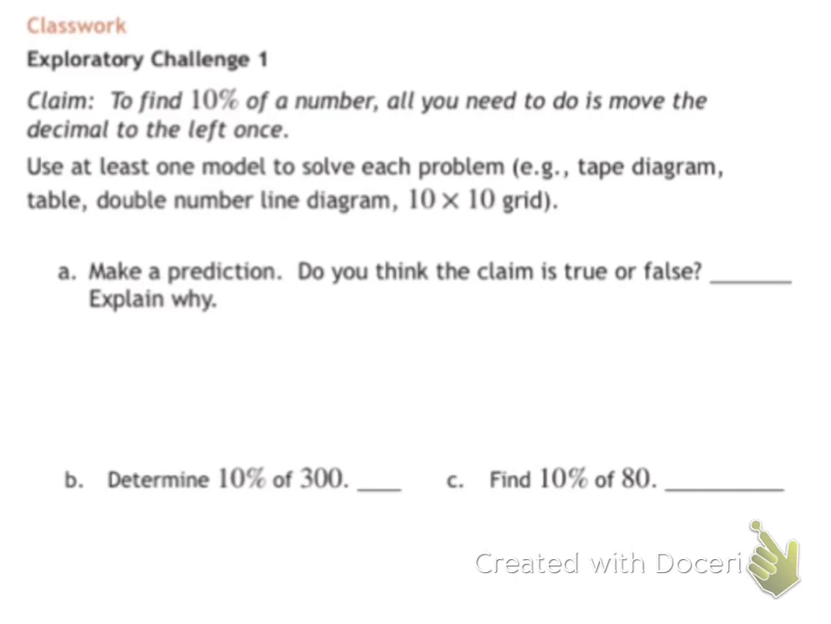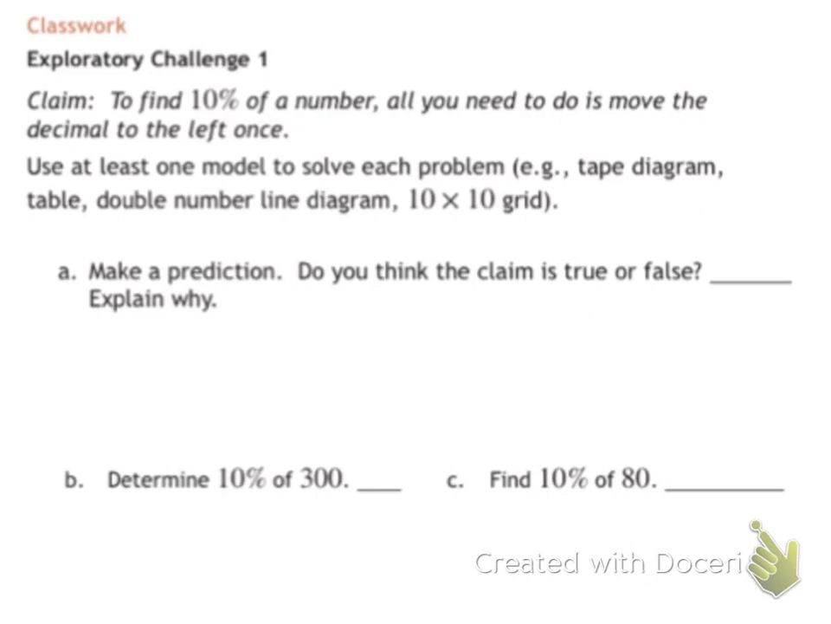There's a claim. The claim is to find 10% of a number. All you need to do is move the decimal to the left once. Use at least one model to solve each problem, for example, tape diagram, table, double number line, or 10 by 10 grid. So go ahead and make your prediction if you think the claim is true or false and explain why. When you are done, you may unpause and continue.